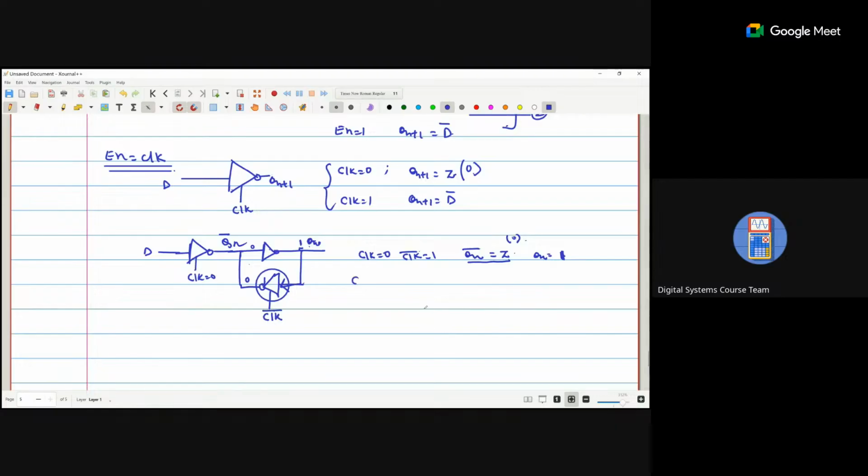But if clock is 1, that means clock bar is 0. Now if this clock bar is 0, that means this is not working. So we are getting Qn equal to D bar, and then D. So Qn plus 1 here, we are getting D.